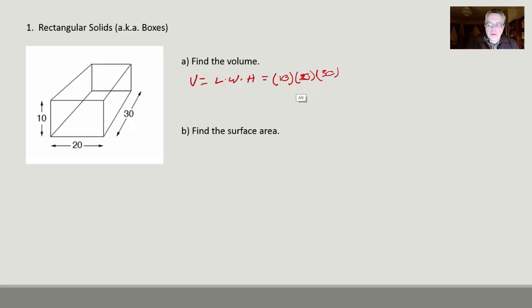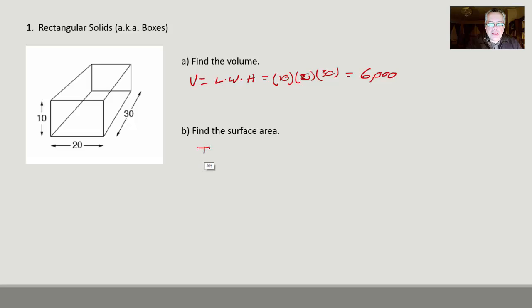So that's a 20. Okay, and when we multiply 10 times 20 times 30, let's see what we get. Okay, 6,000 in this case. So this would be 6,000. Volume is no problem. All right, the surface area takes a little bit more effort. We've got to add up the area of all 6 sides.